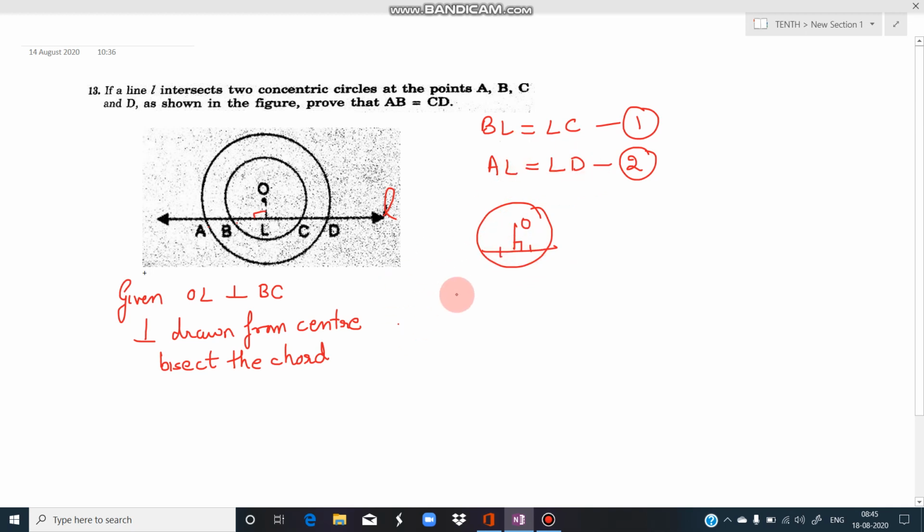This result we have done. Now from the second equation, you subtract the first equation, AL minus BL, LD minus LC: left hand side subtract from left, right hand side subtract from right. So what is AL minus BL? It is AB. What is LD minus LC? That is equal to CD.